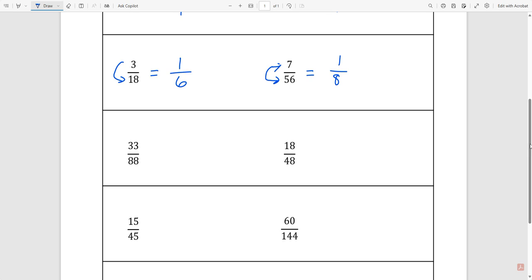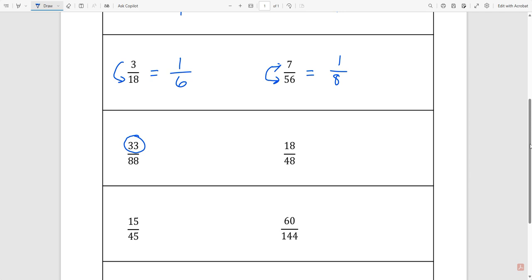On the next problem, 33 over 88, sometimes we'll find that the numerator is not a factor of the denominator. And so we need to find the greatest common factor of both the numerator and the denominator. We're looking for the largest number that will divide into both. What I usually do is start with the smaller number, which is the numerator in this case, and we'll work the factors of 33. 33 doesn't have that many factors. It only has 1, 3, and 11.